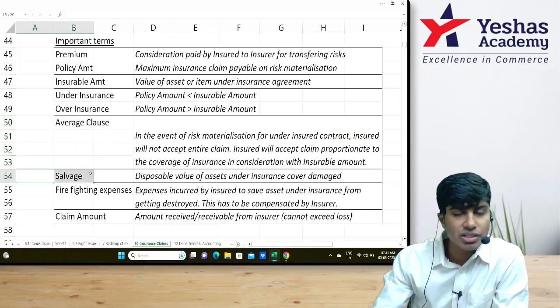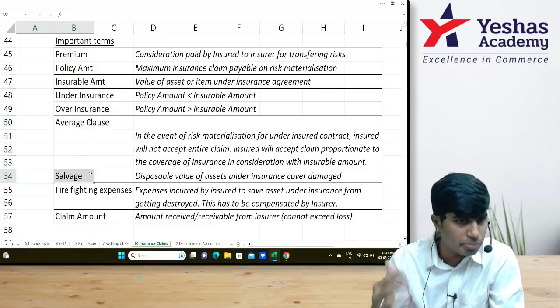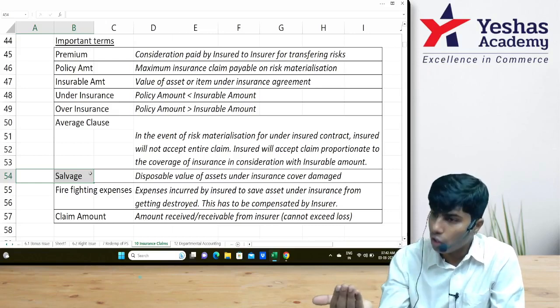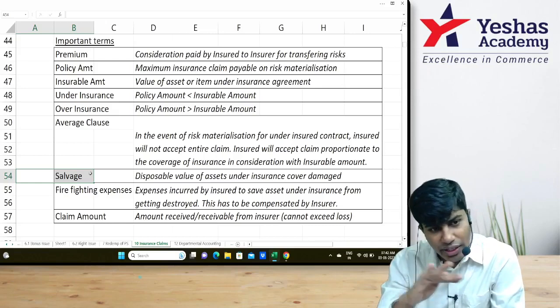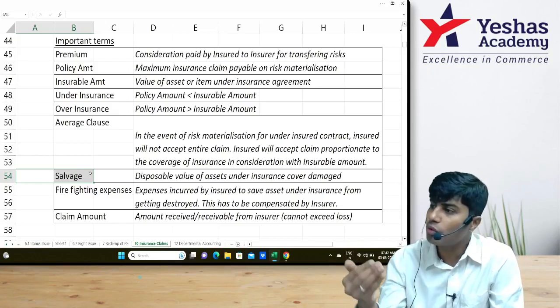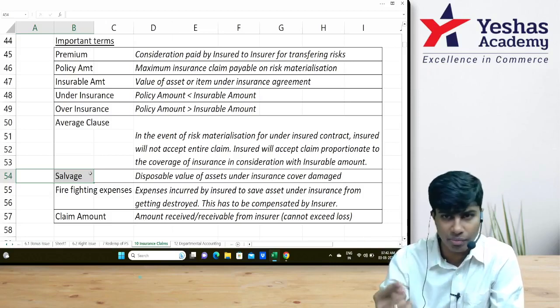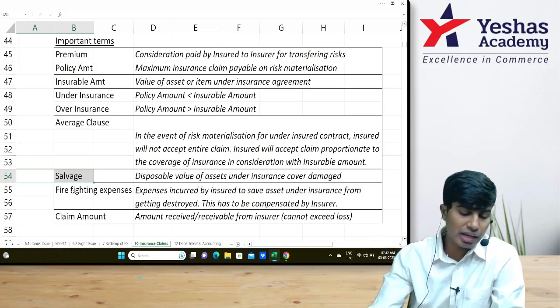Then comes salvage. Salvage is such part of the stock which is not completely burnt, or which is not burnt at all, and is saved from the event of fire. This can be sold and the loss can be reduced. So from the stock as on date of fire, when we deduct the salvaged stock, that's how we arrive at the loss of stock. And against loss of stock, we get claim. We don't get claim on stock as on date of fire. Am I right? And then the last one is claim amount.